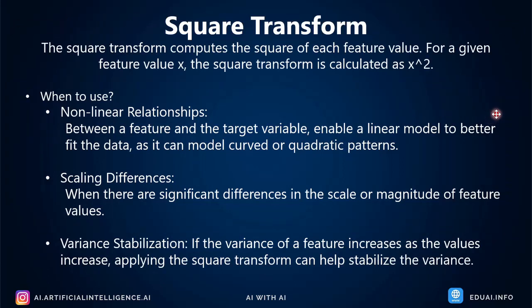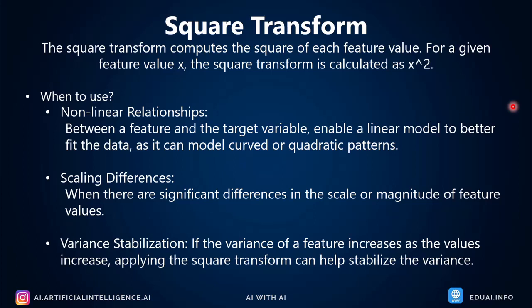Then there is a third type of transform under function transform, which is the square transform. The name itself says it, right? The square transform computes the square of each feature value. So it just squares the value. Let's say if the feature value is x, then it converts that x into x raised to 2. It's just a square. So when should we use square transform?